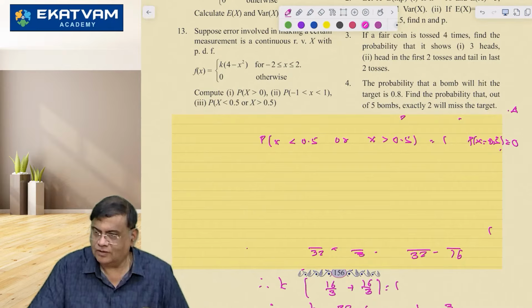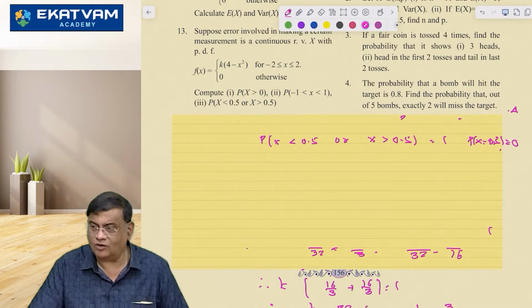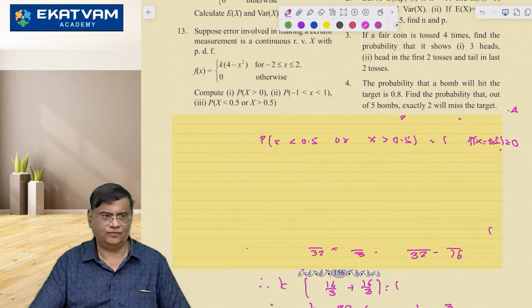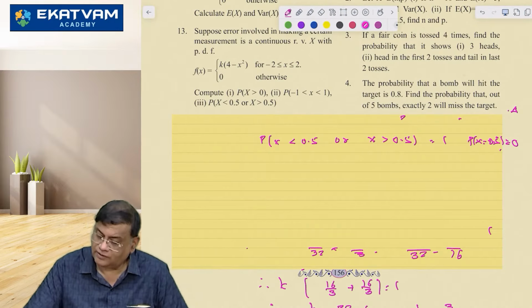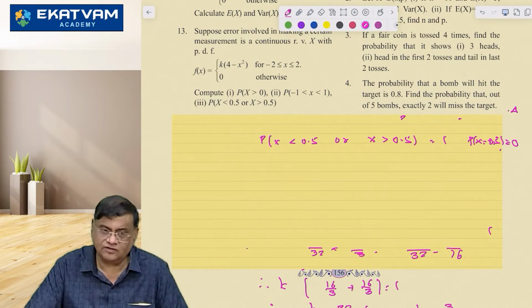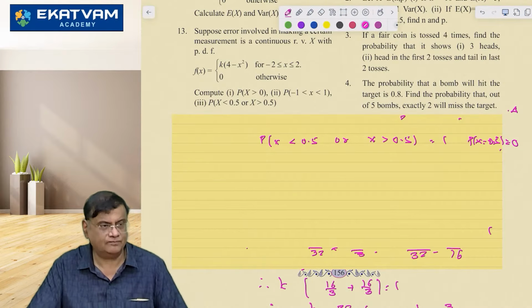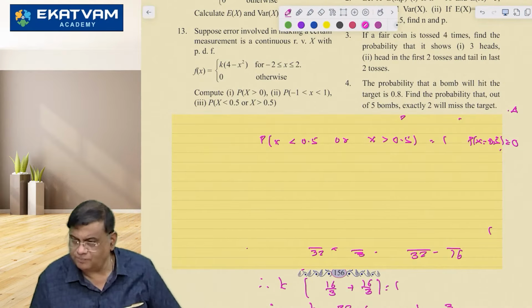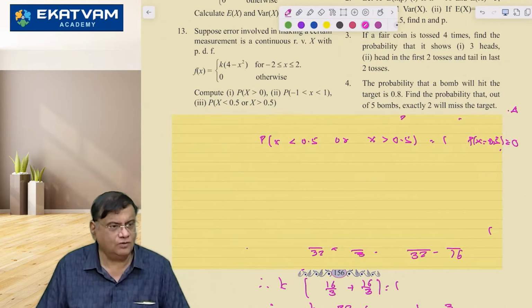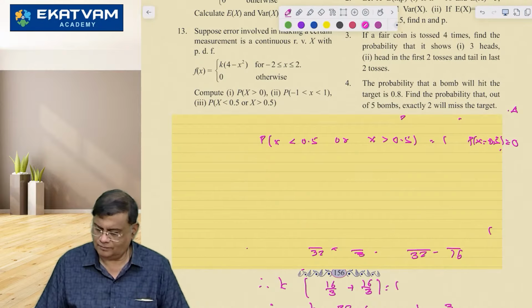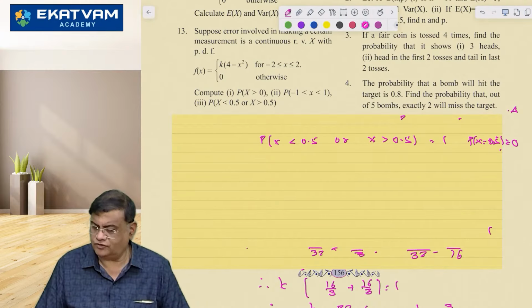Yes or no? What is the probability that you are a boy or you are a girl? It's 100%. You can write here that x less than 0.5 plus x greater than 0.5 has to be equal to 1. Understood? There are only two possibilities. Since there are only two possibilities, this probability is equal to 1. No need to calculate anything.